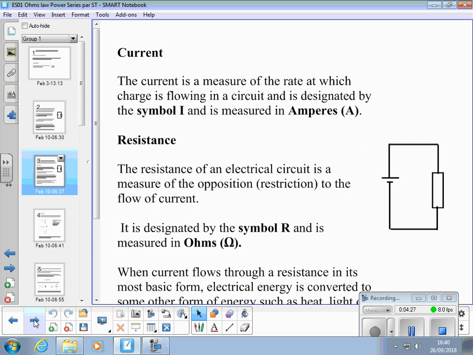When a current flows through a resistance, in its most basic form, electrical energy is converted to some other form of energy, such as heat, light, or the rotation of a motor. All parts of a real circuit have some resistance to flow, and without it there would be no conversion or use of electrical energy into another form. So no resistance means no work done. Okay?